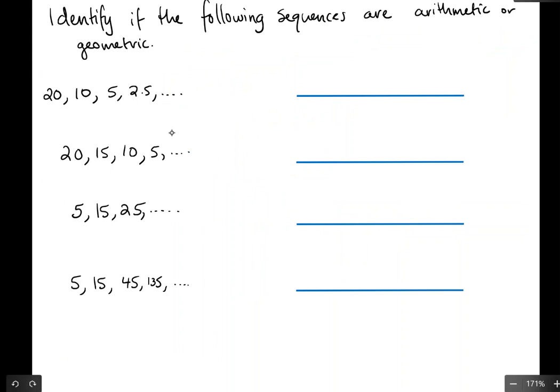Now in our next problem, we are shown 4 different sequences, and we want to determine which ones are going to be arithmetic and which ones are geometric. Remember, arithmetic sequences, you add or subtract each time to get the next term. Geometric, you multiply or divide each time to get the next term. So I'd encourage you to pause the video, attempt these on your own, and then unpause.